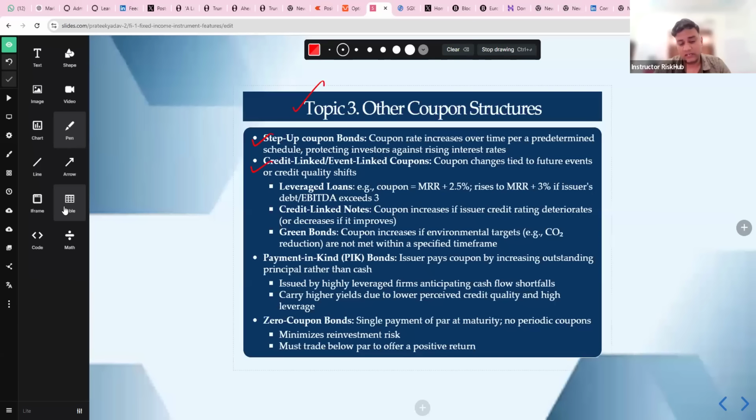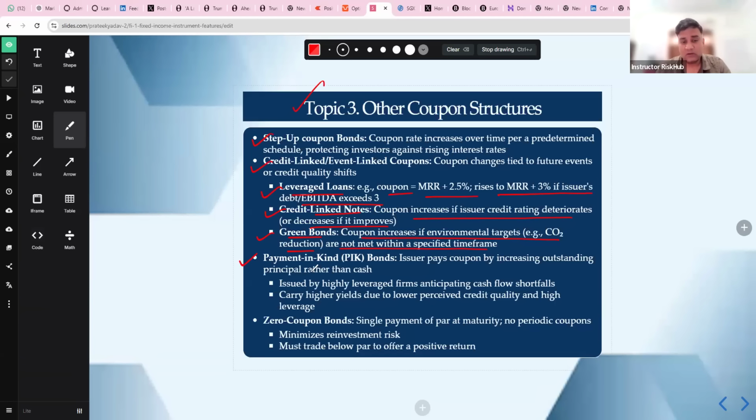Then we have credit-linked, event-linked coupons. Coupon changes based on credit quality or specific events. Example, if leverage rises, coupon increases. If credit rating deteriorates, coupon increases. If green targets are not met, coupon increases. Key point is that coupon compensates investor for higher risk. So coupon in leveraged loans, MRR plus 2.5 rises to MRR plus 3%, when debt to EBITDA exceeds 3. Credit-linked notes, coupon increases if credit rating deteriorates or decreases if it improves. Green bonds, coupon increases if environmental targets, for example CO2 reduction, are not met within specified time frame.